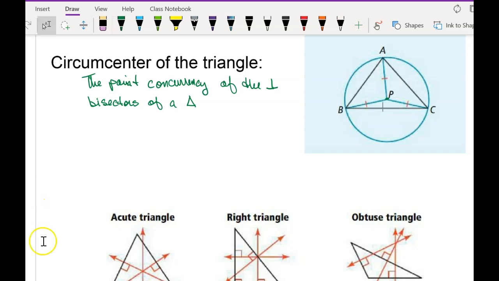And notice we have the same graph that we had on the other page. Notice that the vertices of the triangle are all on the circumference of the circle. P, the circumcenter of the triangle, is the center of the circle.